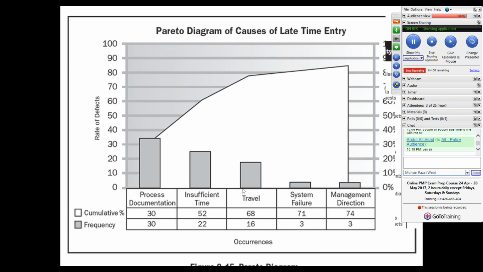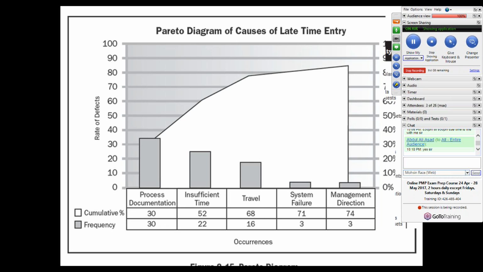Now looking at this diagram, Pareto suggests that we must resolve the biggest problem first, because if we can resolve that problem, 30 items will be automatically corrected. If I can do the cause effect and hunt down the problem and fix that, then the process documentation will no more have this problem, and our total problems, which were 74, will suddenly reduce to just 44.